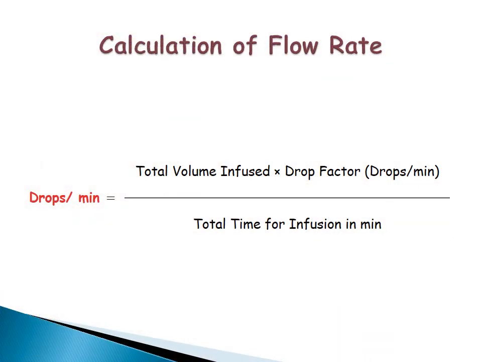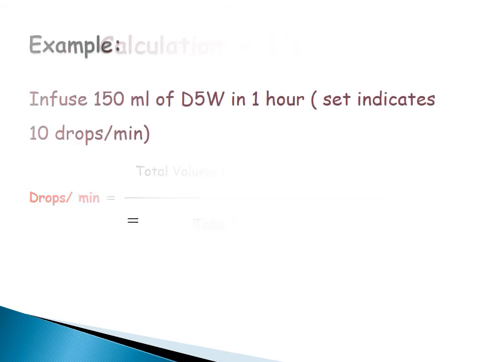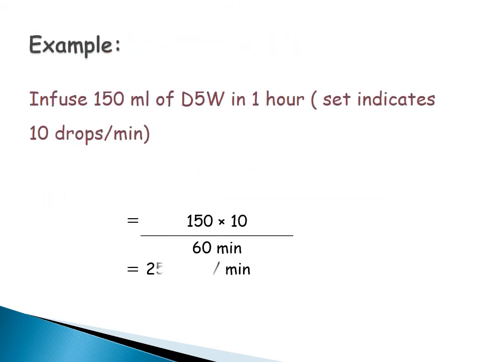All nurses should be familiar with the calculation of flow rate in drops per minute and in ml per hour. The drops per minute is calculated by total volume infused multiplied by the specified drop factor, divided by total time for infusion in minutes. Try to calculate the flow rate in drops per minute by following the formula. The doctor's order is to infuse 150 ml of D5W in 1 hour, set indicates 10 drops per minute.